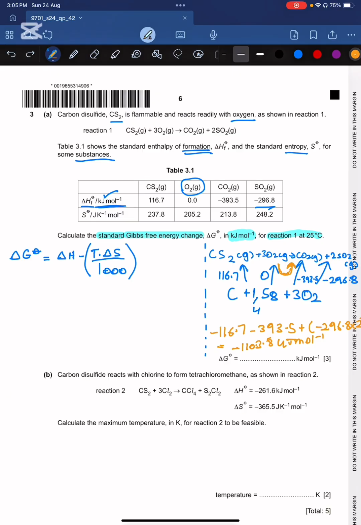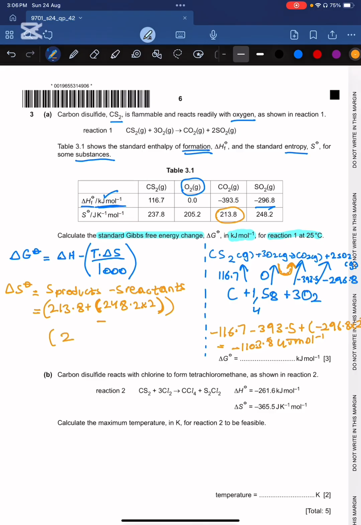Now, since I found the enthalpy change of formation, all that is left is to find the entropy change. The way I calculate the entropy change is simply the entropy of products minus the entropy of reactants. This formula is listed in your syllabus too. So, what is the entropy of the products? 213.8 plus 248.2 multiplied by 2. This is one bracket, and this is the overall bracket for the entropy of products minus the entropy of reactants.